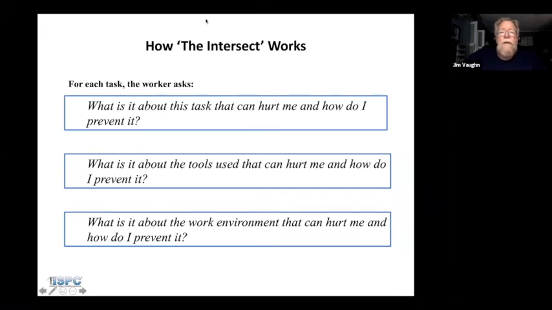So that's how the intersect becomes easy to apply, because it's a very, very simple program. What is it about the task? What is it about the tools? What is it about the work environment?